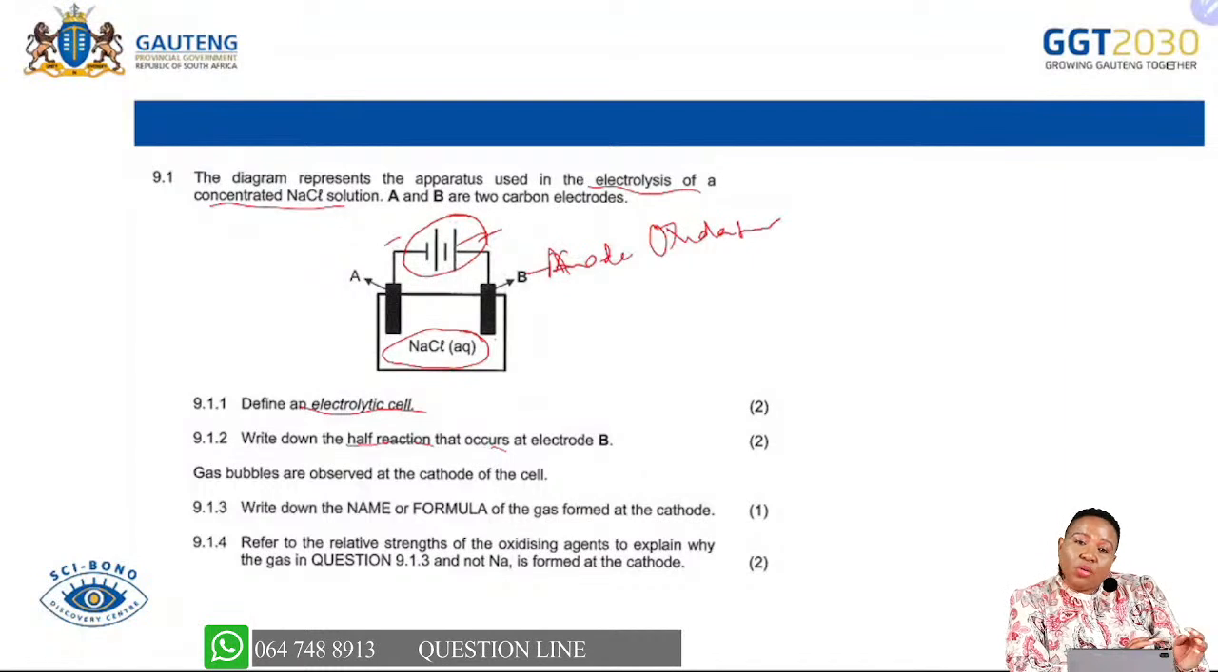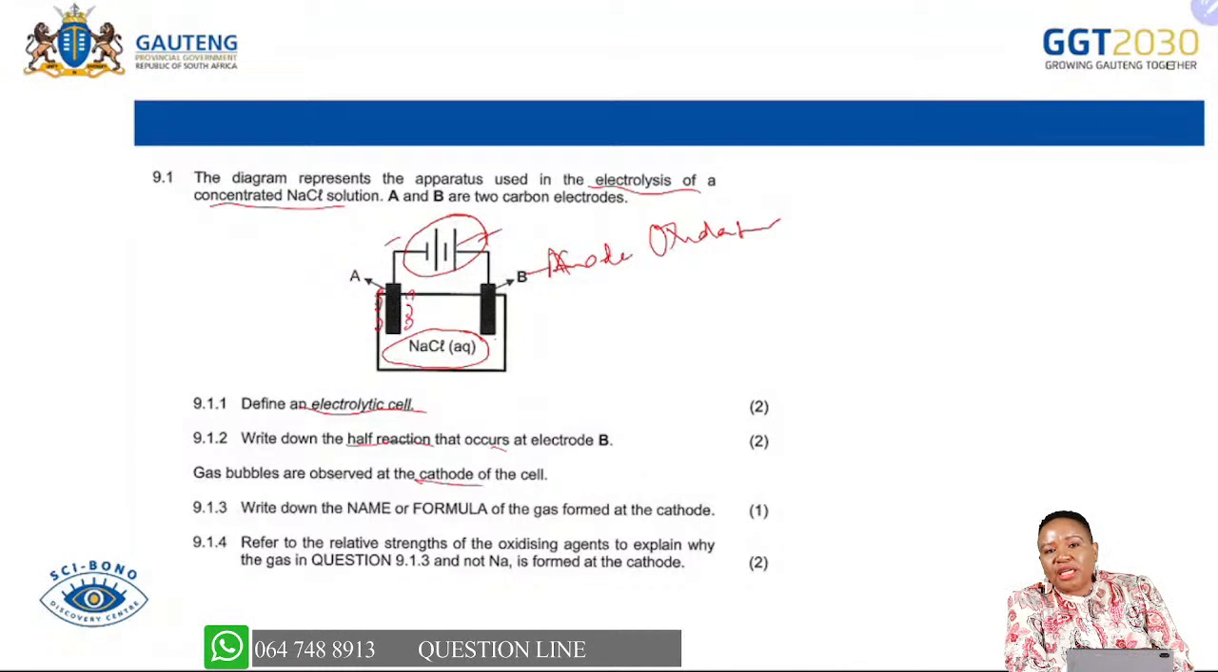And already on my previous slide, I gave you the oxidation and the reduction for the electrolysis of sodium chloride. And then gas bubbles are observed at the cathode. So they're saying there are gas bubbles at the cathode. Now there are only two gases that will be forming in all these processes.